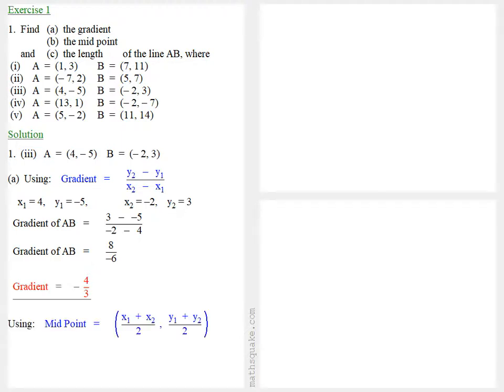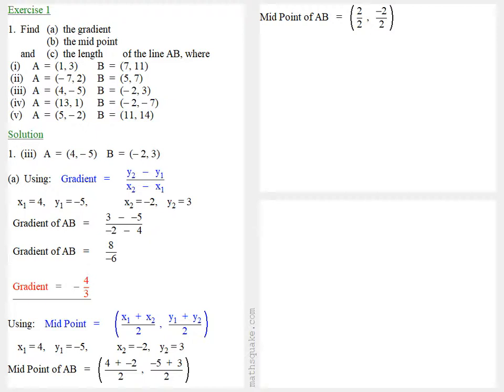For the midpoint, we have the midpoint of AB is equal to (4 + -2)/2, (-5 + 3)/2, which simplifies to 2/2, -2/2, or (1, -1).